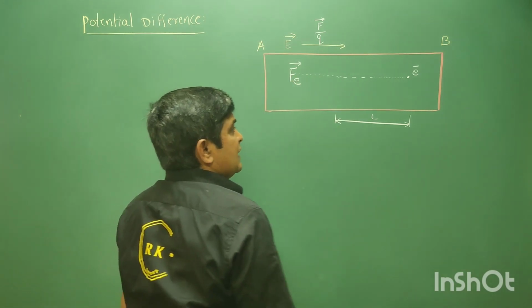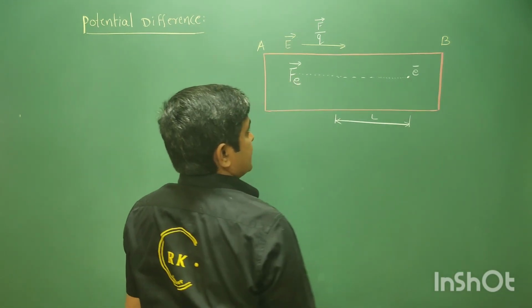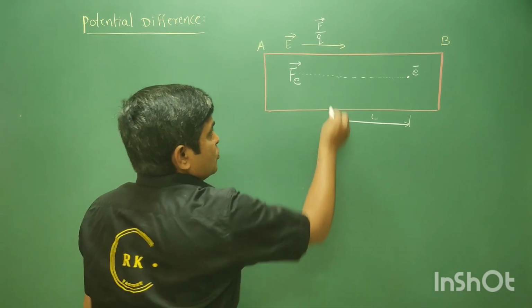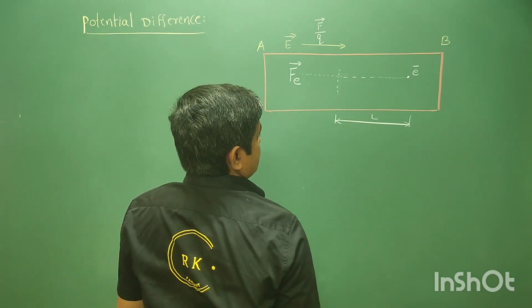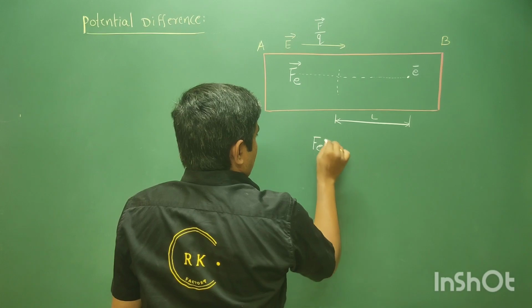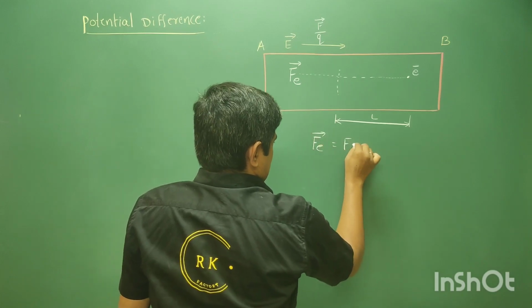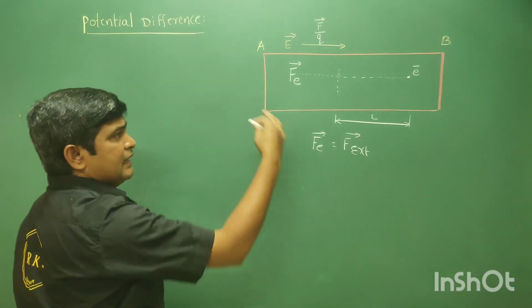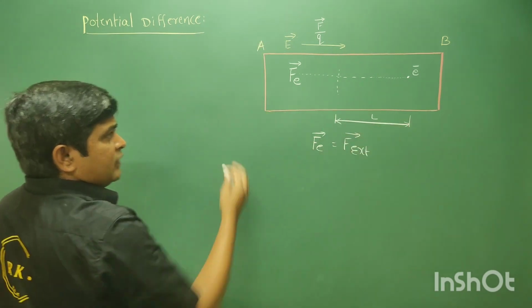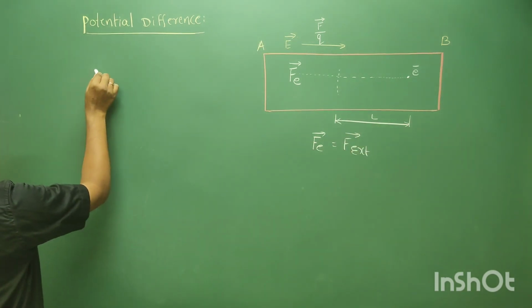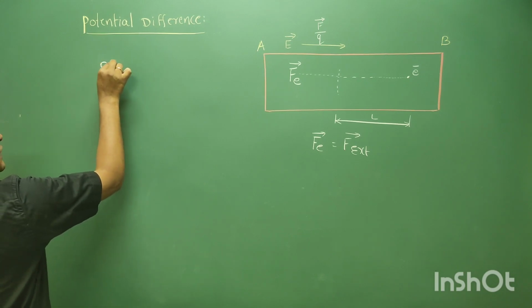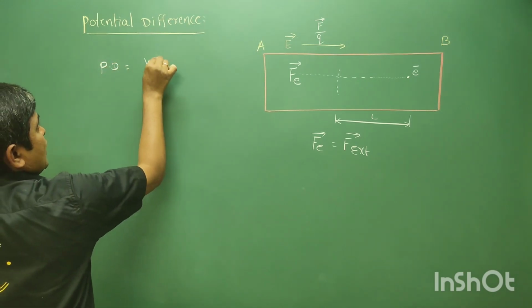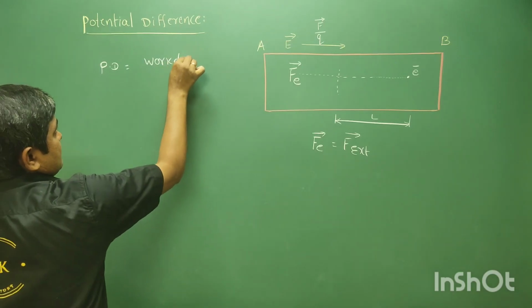But if there is another force equal to this acting to move, the electrical force and the external force are both equal in magnitude, but making the electron move in this direction. That potential difference is nothing but what? Potential difference is nothing but work done over charge.